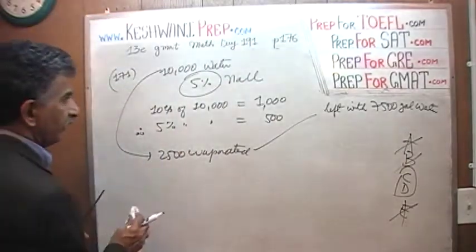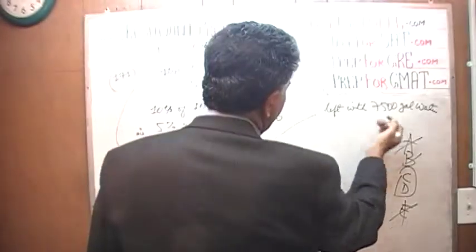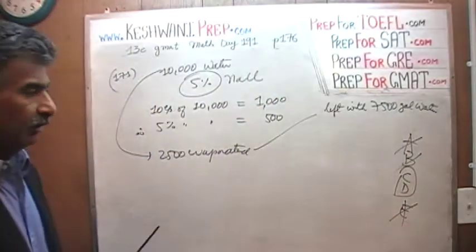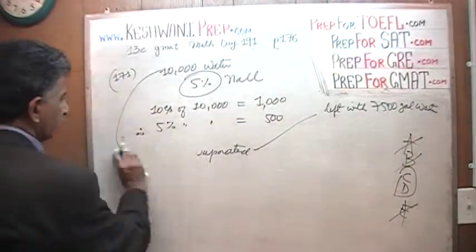Anyway, so we are now left with 7,500 gallons of solution with 500 gallons of chemical. So let's find out the concentration level, shall we?